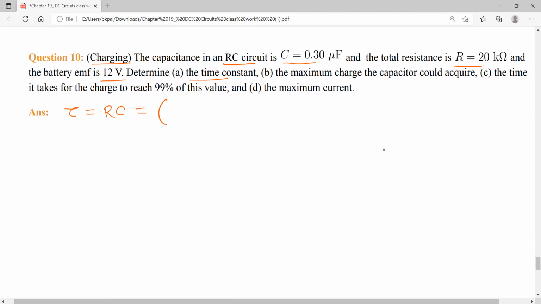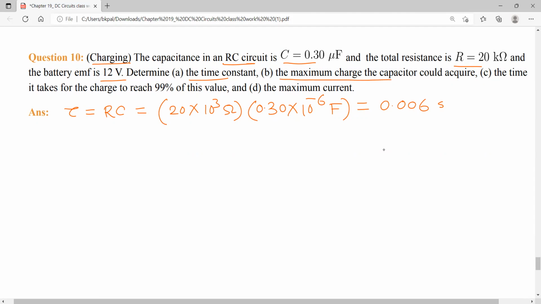R is given, kilo means 10 to the power 3, and capacitance is also given, and micro means 10 to the power minus 6. When you multiply this together, you get time, and what we get here is 0.006 second. So the time constant for this RC circuit is 0.006 second. So we are done for the first one.